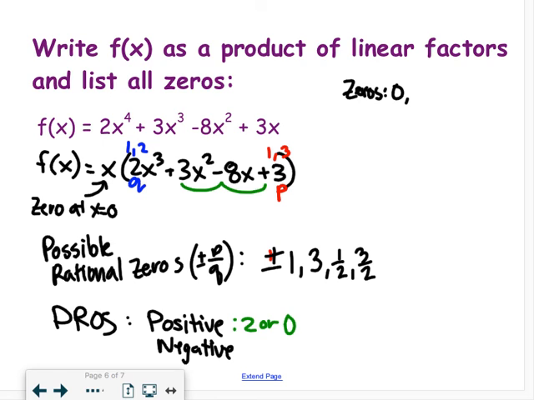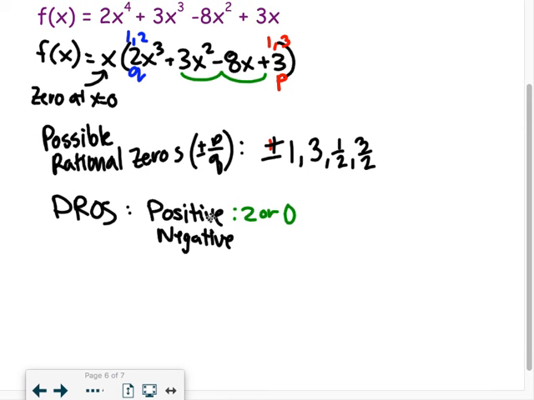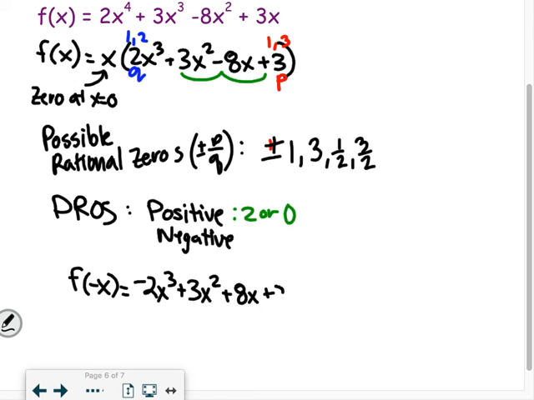For Descartes' negative real zeros, I'm going to write down what my f of negative x is and see if there are any negative real zeros. So f of negative x, I'm just going to use the cubic one. So that's going to be negative 2x cubed. This will be plus 3x squared. This will be plus 8x, and then plus 3 will stay the same. I just go through, and any that are odd are going to change signs. Any that are even are going to stay the same as what they were before. How many sign changes do you have here? Just the one.